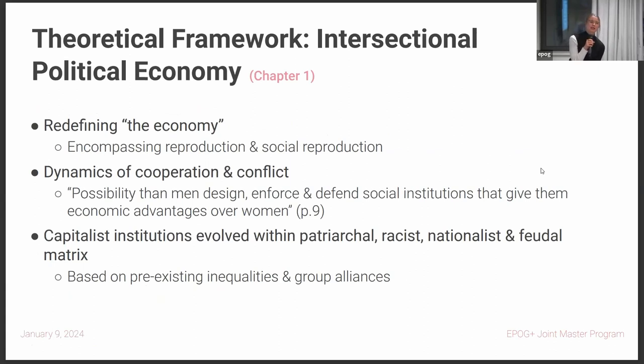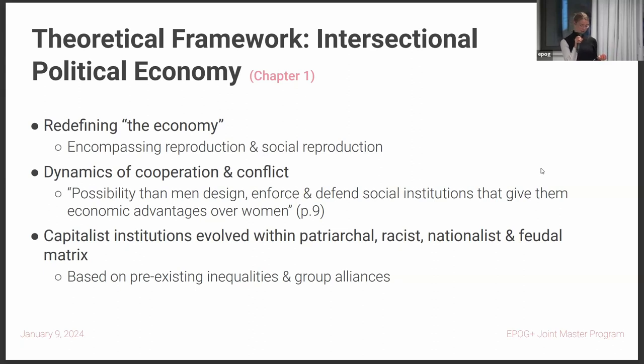So what are the main tenets of intersectional political economy? As Ms. Folbre has said, one key idea is the need to redefine the economy in order to encompass both individual but also social reproduction of group identities and collective interests. Then it also highlights dynamics of cooperation and conflict. So in the reading, there's this idea that men design, enforce, and defend social institutions that give them economic advantages over women. And finally, it highlights obviously intersectionality.